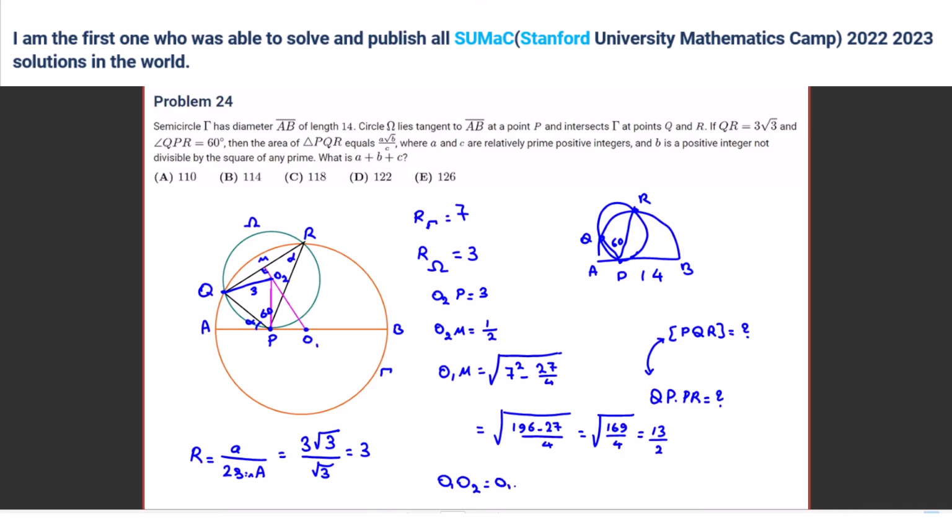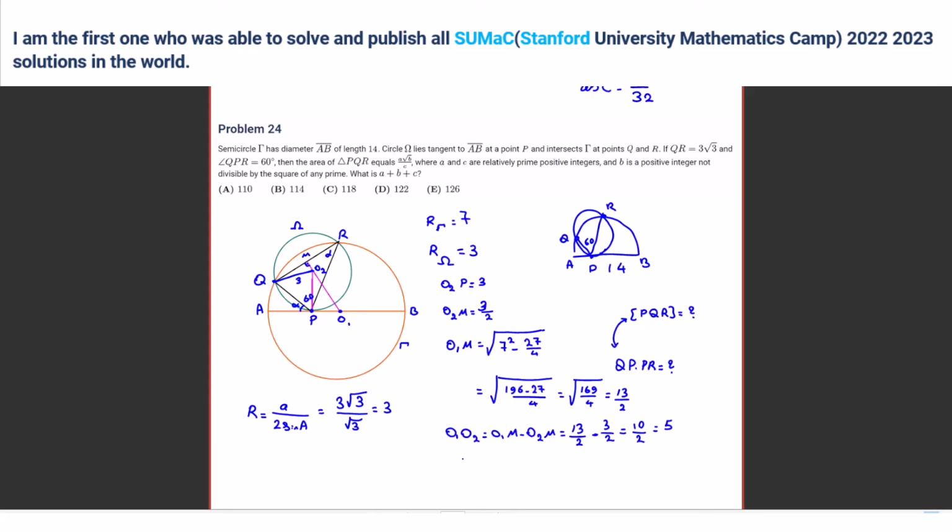It is O1M minus O2M, right? Yeah. It is 5, you said? Yeah. Okay. It is 13 over 2 minus what? 3 over 2. O2M, here. It was not 1 over 2, 3 over 2, right? Yeah. 3 over 2, 10 over 2, which is 5.